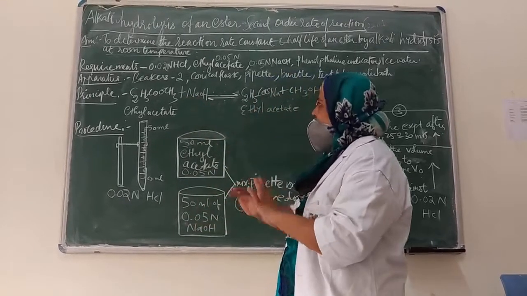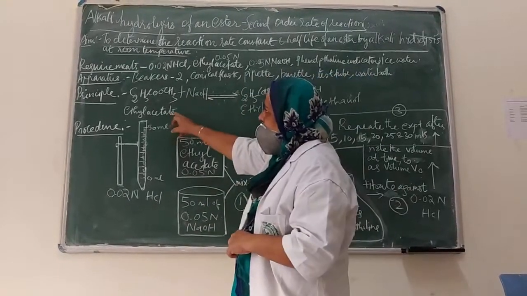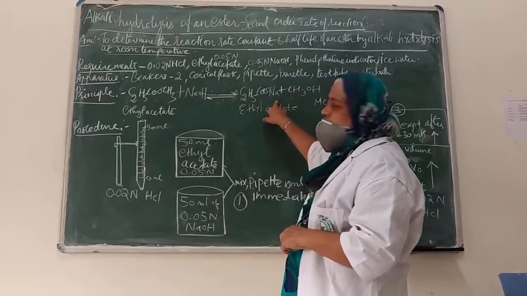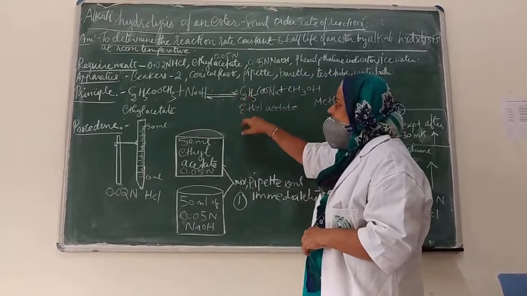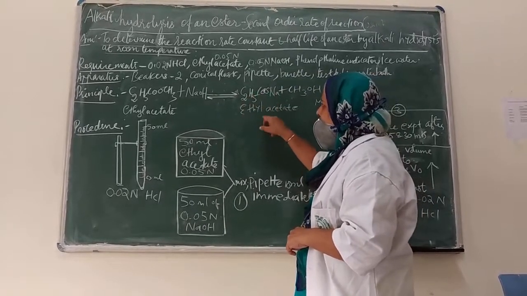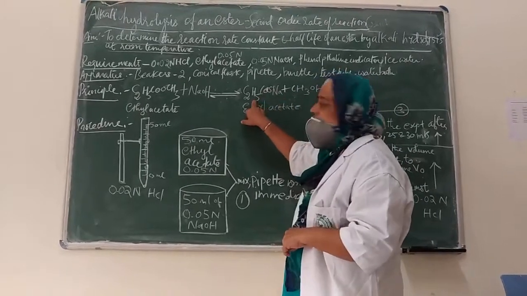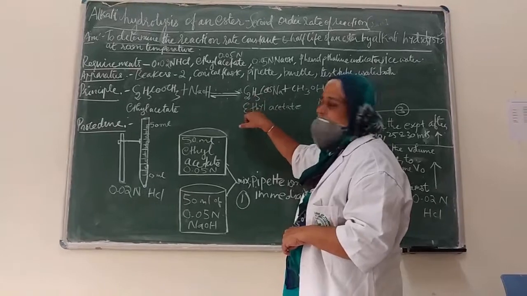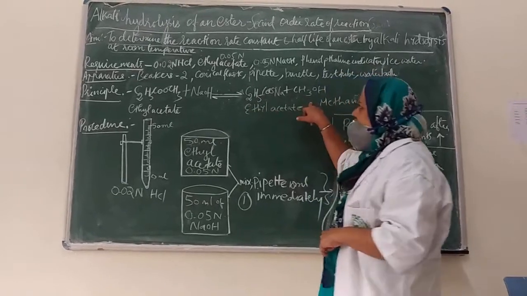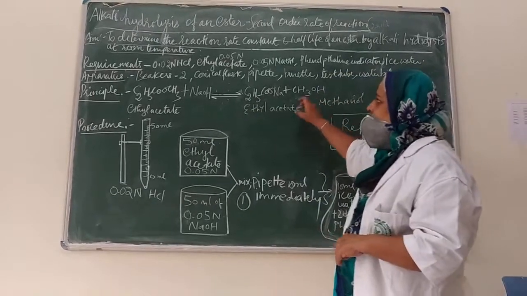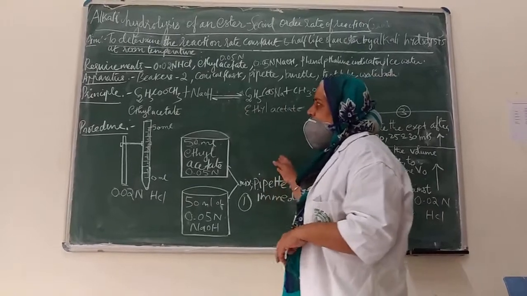equally important. So when the hydrolysis takes place, we are going to get the sodium salt of the ester, that is sodium ethyl acetate, and we are going to get the ethanol. Okay, so that's how the breakdown is going to take place.